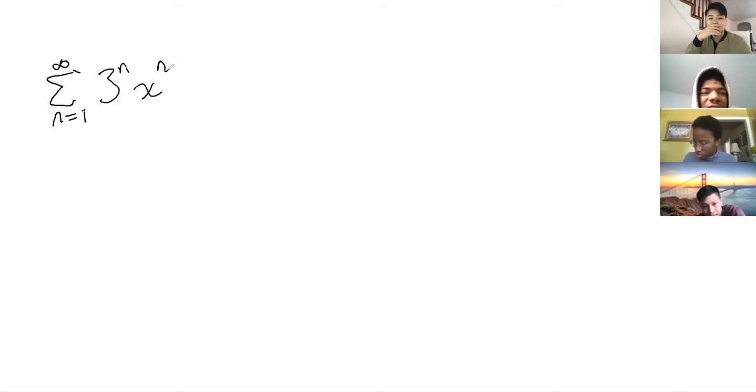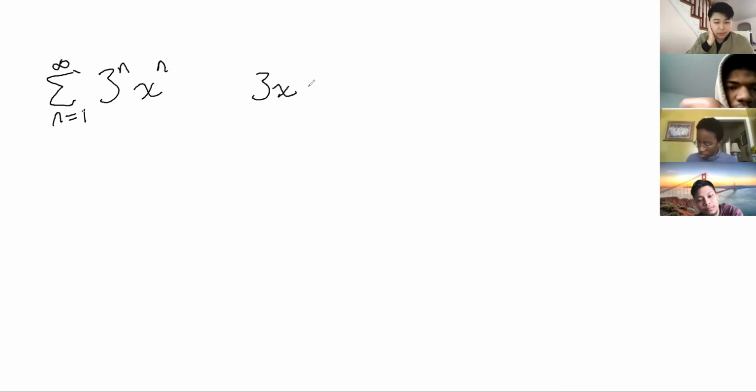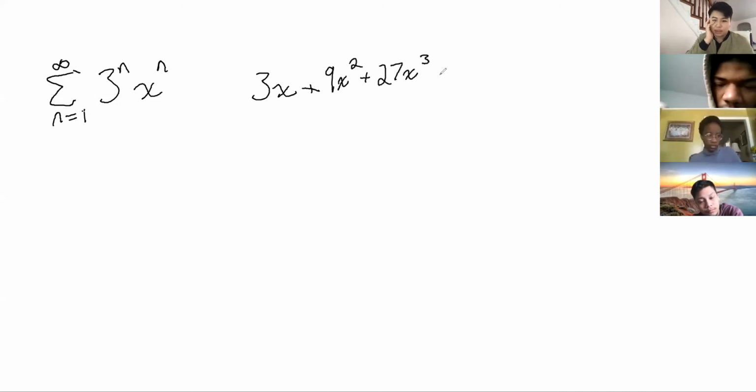So this is basically just a geometric series, but with x's. It's like a function. So the first three terms would be 3x plus 9x squared plus 27x to the third. And then it just gets really, really big numbers. So I'm not sure how we would actually figure out what the interval of convergence would be unless we would graph it or something. Yeah.